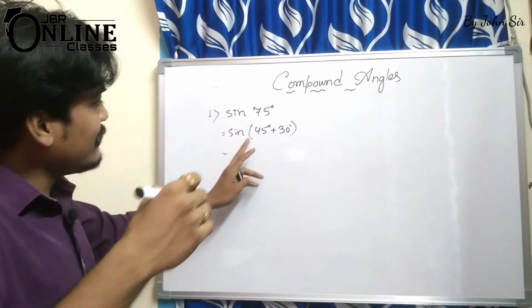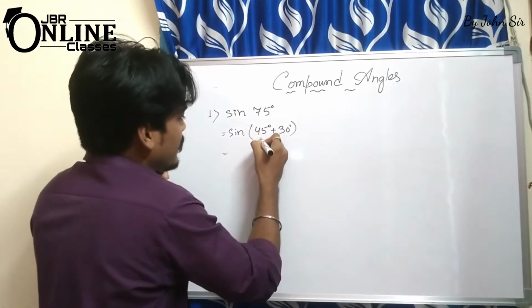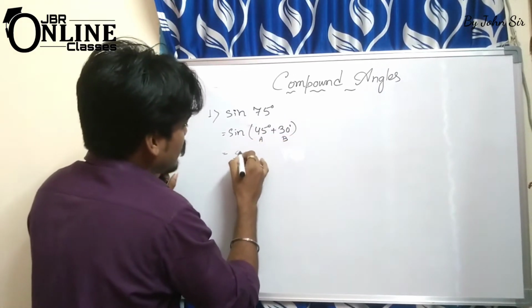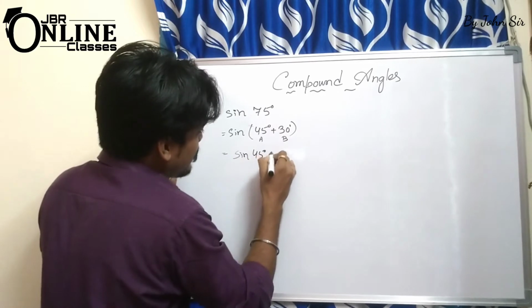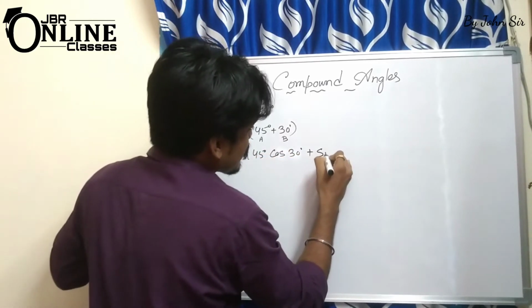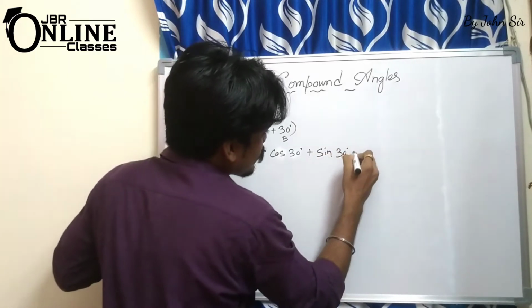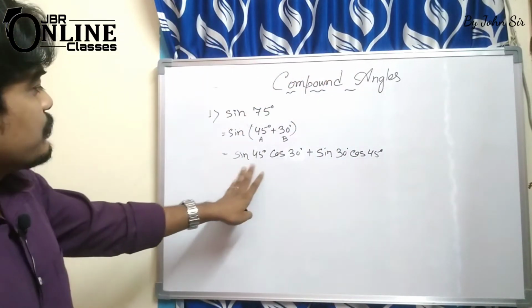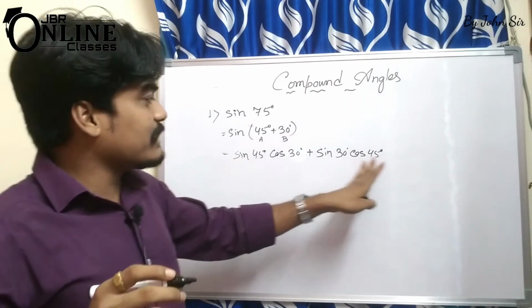Now here, if you apply the formula sine A plus B, that means 45 means A and 30 degree means B. So the formula for sine A plus B becomes sine 45 cos 30 plus sine 30 cos 45. Okay, so here sine 45 cos 30 plus sine 30 cos 45.